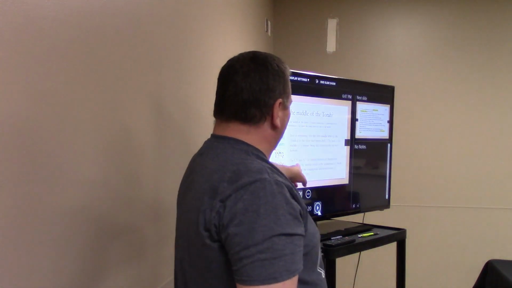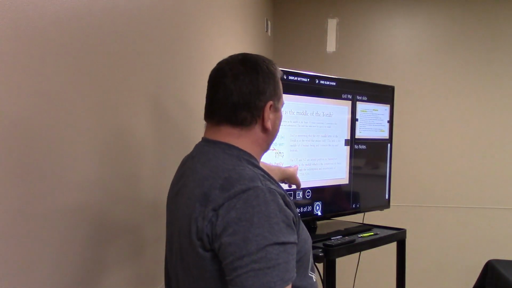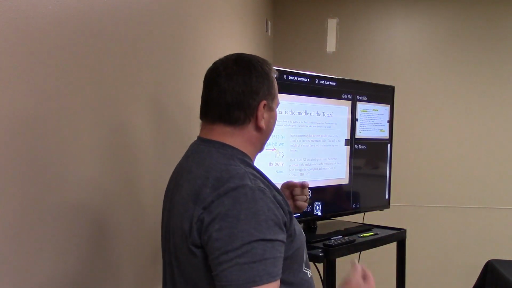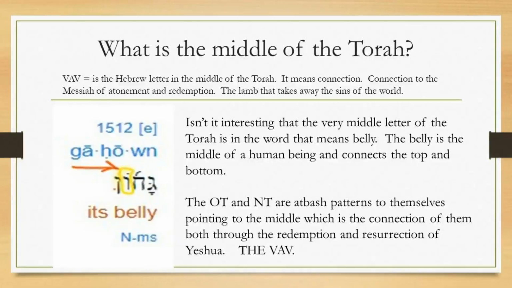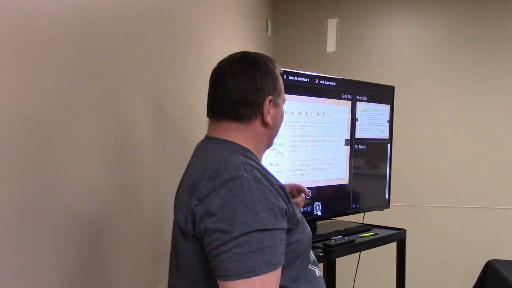In the Old Testament and New Testament, there are Atbash patterns to themselves, pointing to the middle, which is the connection of both through the redemption of Yeshua, the Vav. Yeshua is the Vav that connects everything, the old and the new. The Vav is in the center. And isn't it wild that the word that Vav is in is belly, that's in the center of it all? Now you see why I said there's no way that Steven Spielberg or anybody could invent anything like this. Are you excited yet? Should we go on?